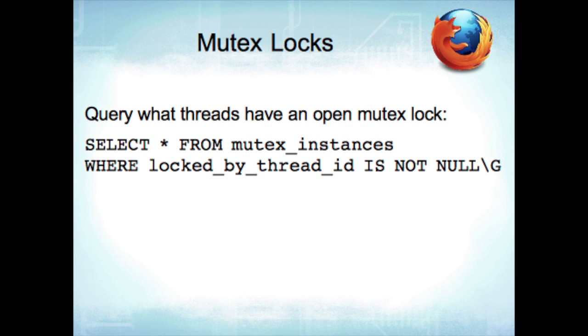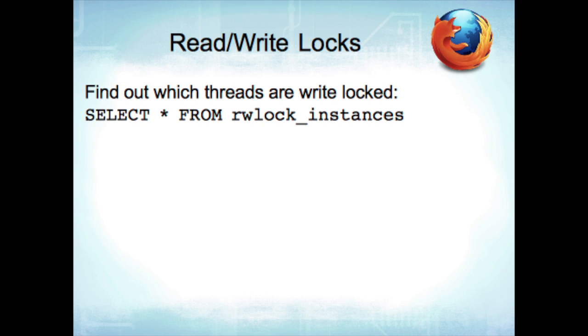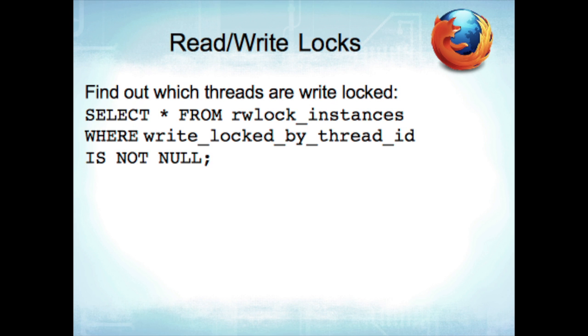So show me where the locked by thread ID is not null. Find out which threads are write locked. Who has a write lock? Who can't get in? SELECT * FROM rw_lock_instances. That's another table, rw_lock_instances, where write locked by thread ID is not null.